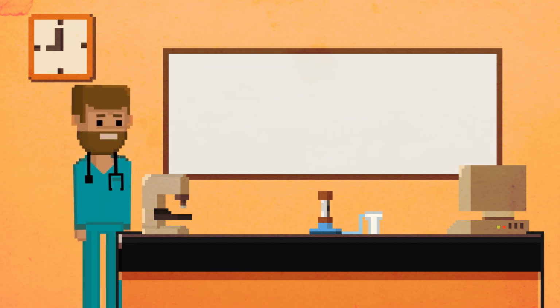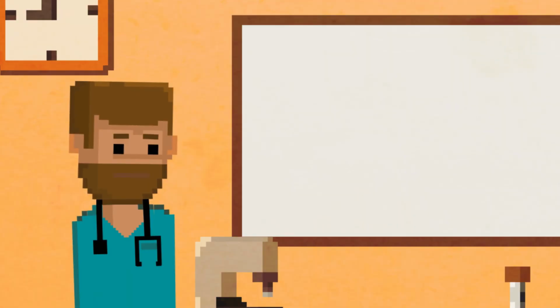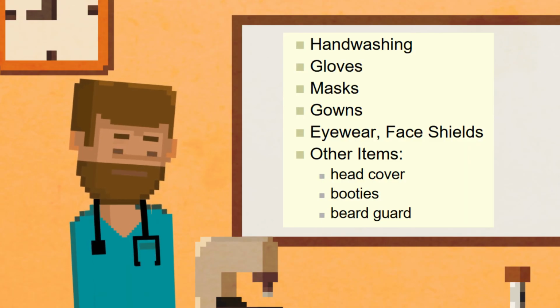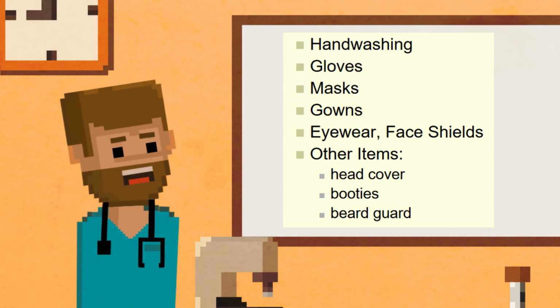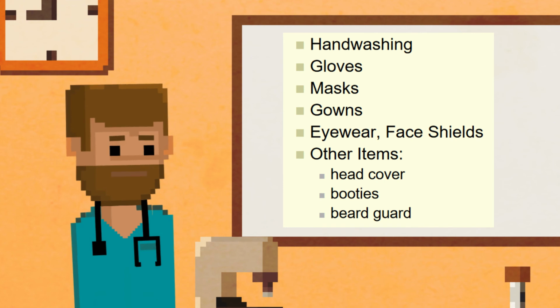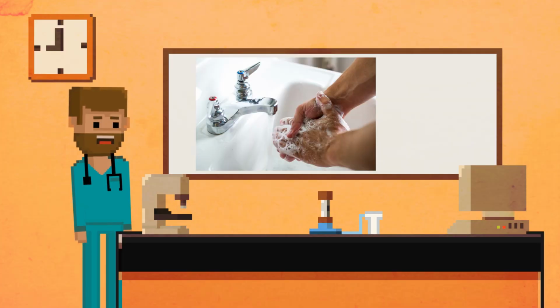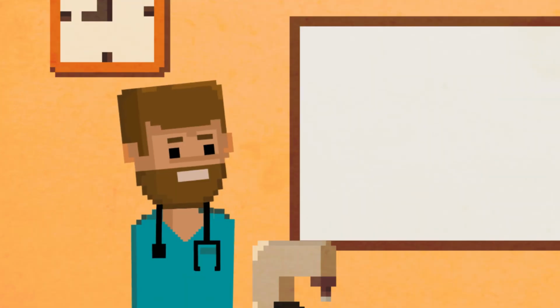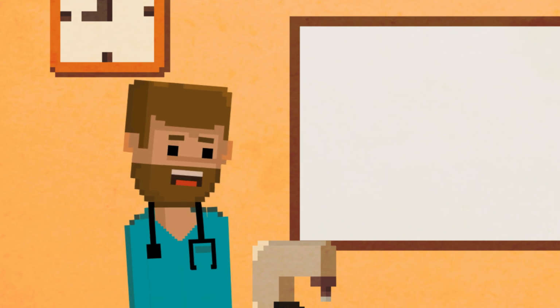Okay, so objective number 7, we're supposed to list and describe the use of general barrier methods of infection control. These ones aren't too crazy difficult. So we're talking about hand washing, wearing gloves, wearing masks, gowns, eyewear, face shields, and other items like head covers, booties, beard guards. So we'll break these down really quickly. Hand washing is the single most important way to prevent the spread of infection. So we talked a lot about correctly washing our hands for 15 seconds, all that stuff. We're supposed to wash them after patient contact, even if your gloves were worn, and follow the correct steps.